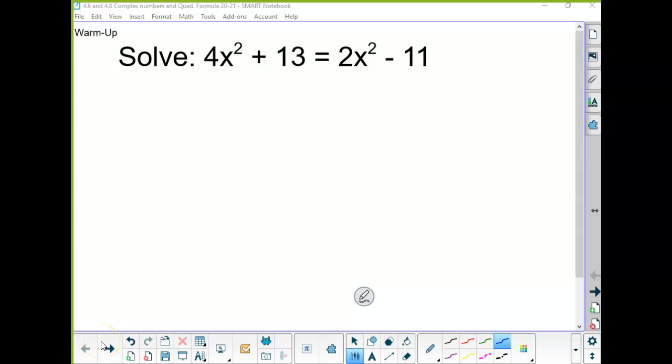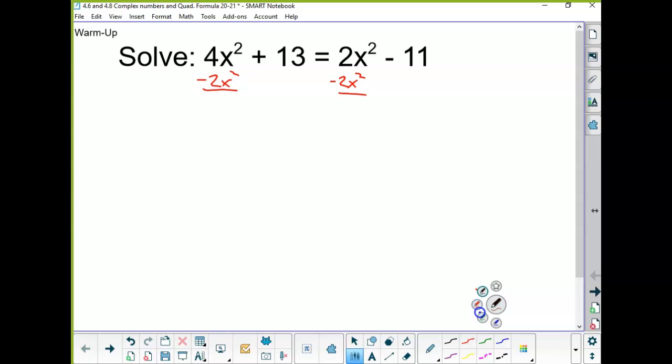So our goal right now is to make sure that we have this equation equal to 0. So I have to move everything over to one side. It doesn't matter if it's the left or the right, but my suggestion is to try to take the value that has the x squared and keep it positive. So what I would do then is subtract the 2x squared to both sides.